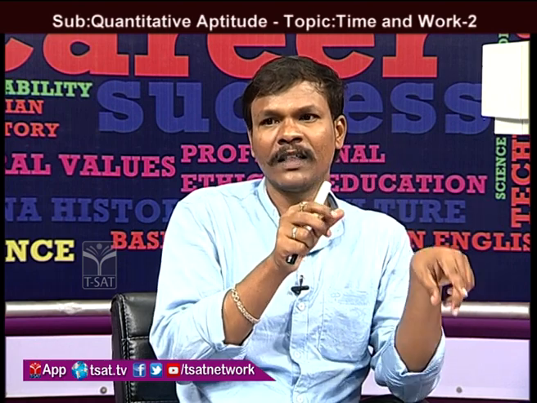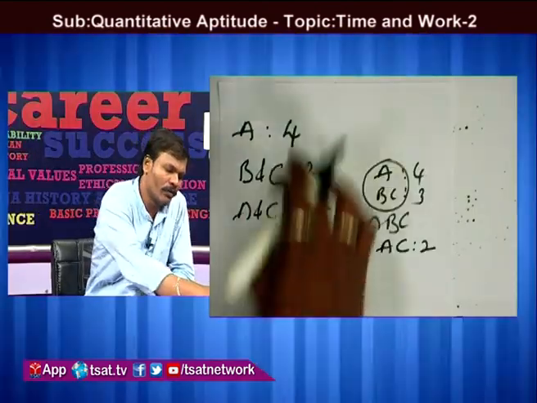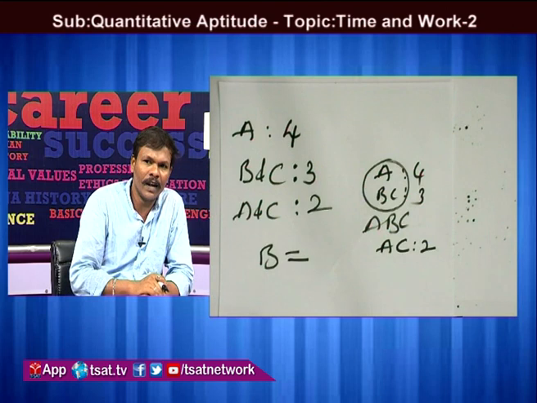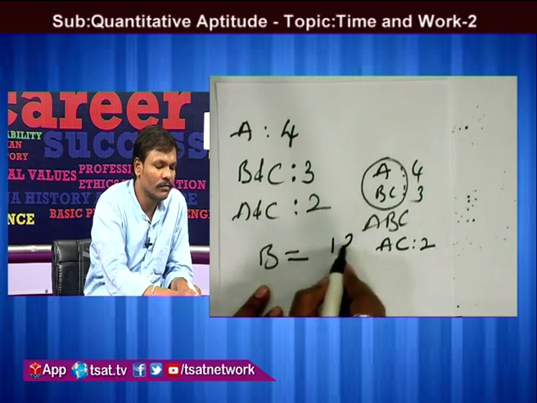So this is applied in the calculation part. How do we apply it? 4, 3, 2, three values we have. When we have three values, we are going to apply the LCM. What is the LCM for these, 12?